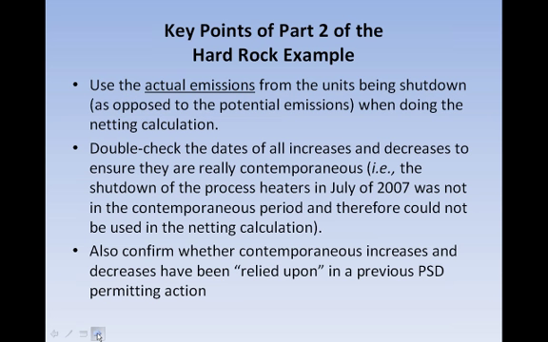The shutdown of the process heater in July 2007 was not within the contemporaneous period and therefore could not be used in the netting calculation. Also, confirm whether contemporaneous increases and decreases have been relied upon in a previous PSD permitting action. If they have, they are not to be included in another action.